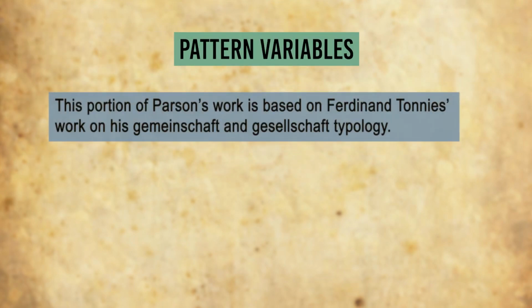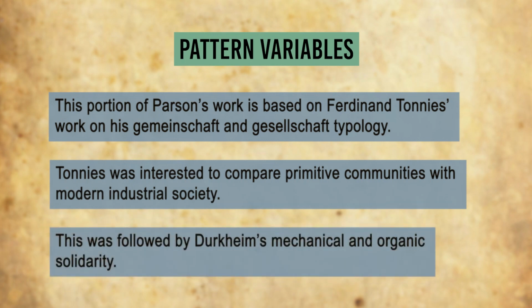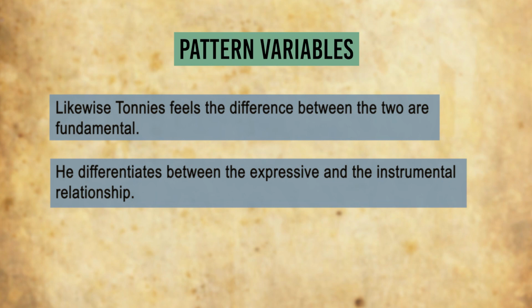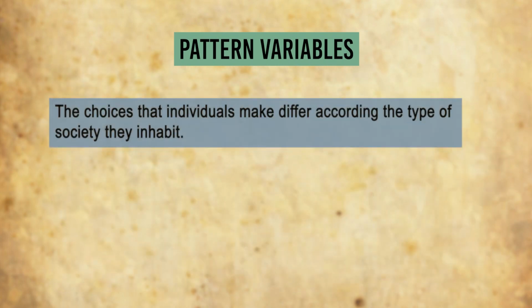This portion of Parsons' work is based on Ferdinand Tönnies and his work on the Gemeinschaft and Gesellschaft typology. Tönnies was interested in comparing primitive communities with modern industrial society, and this was followed by Durkheim's mechanical and organic solidarity. Likewise, Tönnies feels the difference between the two is fundamental. He differentiates between expressive and instrumental relationships. Each pattern variable represents a problem or dilemma that must be solved by the actor before the action can be taken. And the choices that individuals make differ according to the type of society they inhabit.